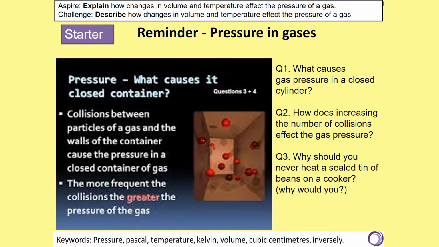Okay, so this is a recap from the last one. So what causes pressure in a closed cylinder? That is just the collisions with the wall. How does increasing the number of collisions affect the pressure? The increase in the number of collisions means it increases the gas pressure. And why would you never heat a sealed tin of beans on your cooker? That is because the pressure would increase and the can would explode, which would be ridiculous.